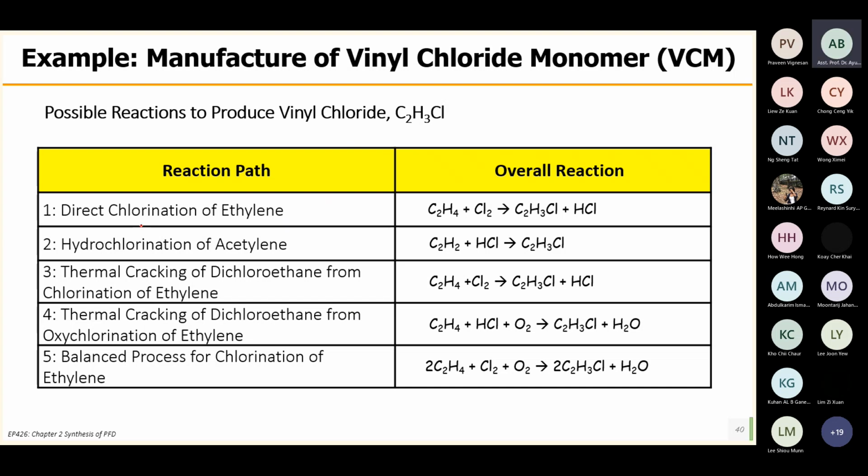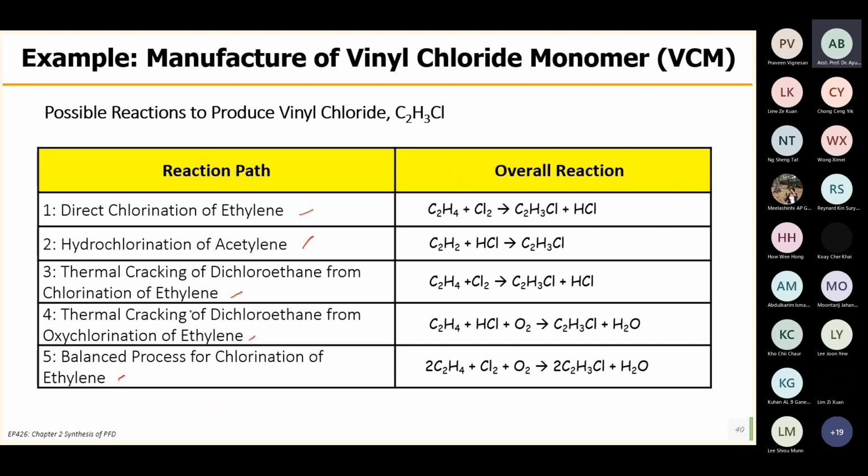You can do direct chlorination of ethylene, hydrochlorination of acetylene, thermal cracking of dichloroethane from chlorination of ethylene. This one, thermal cracking from oxychlorination. The fifth one is the balanced process for chlorination of ethylene.